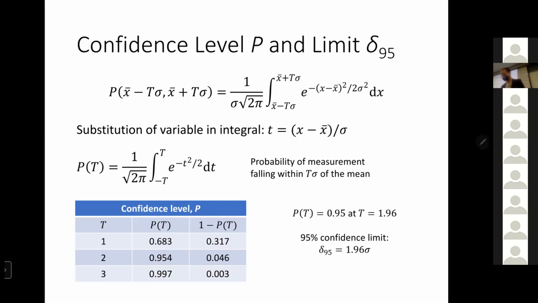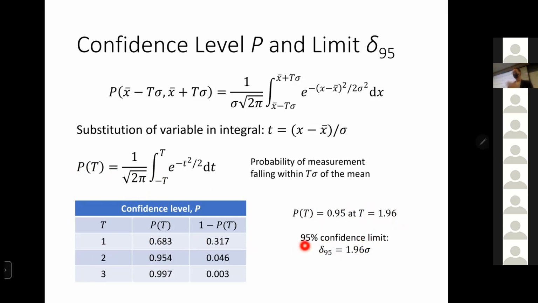Okay, you could also take this equation and set p of t equal to exactly 0.95 and solve for t numerically. And as you can see from this table, it's going to be approximately 2, but not exactly 2. And in fact, if you solve for t, you're going to get exactly 1.96. So there's exactly a 95% probability of finding a measurement within 1.96 standard deviations of the mean. That's what this means. And so this relationship has an important name.